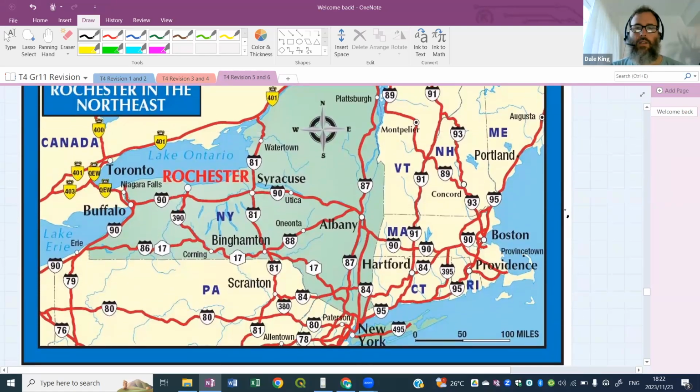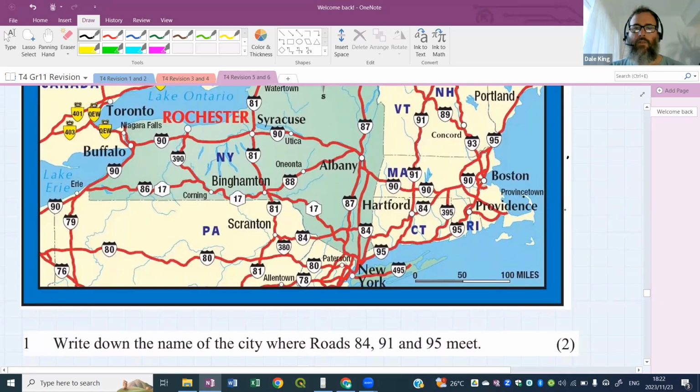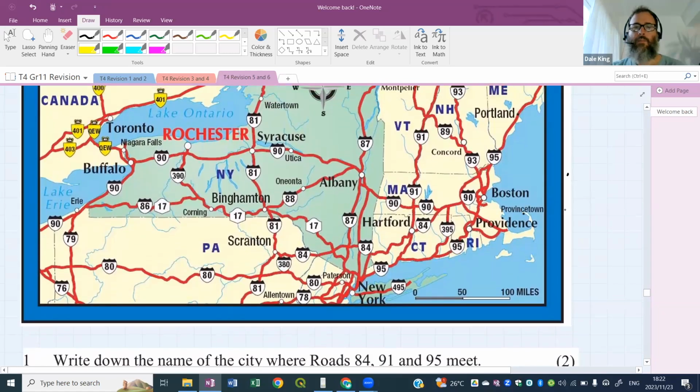84, 91, and 95. Write down the name of the city where they meet. Can anyone see it? Route 84, 91, and 95 all meet at a city. Here's a clue. There's a saying, all roads lead to Rome. Well, this is not Italy. This is not Italy. This is America.